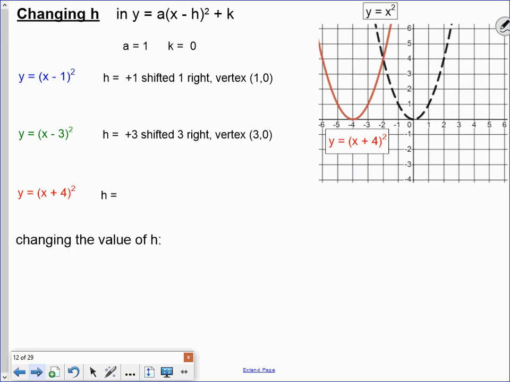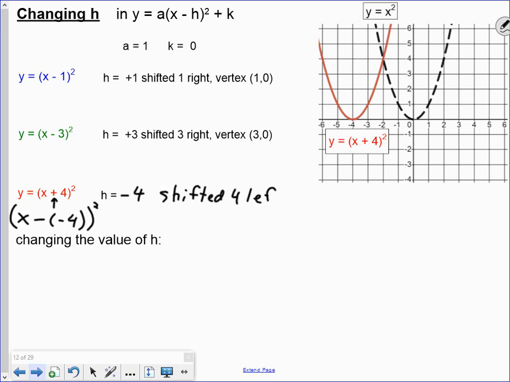Okay. Our last one here, x plus 4 squared, is going to look like this. Our h value here is negative 4, because we can imagine this is x minus negative 4, all squared in our general form. Those two negative signs will combine to give us this positive sign in the middle. What has happened to our parabola? It has been shifted 4 to the left. Our vertex is at the point negative 4, 0. Okay. So clearly, changing the value of h shifts the parabola left and right.